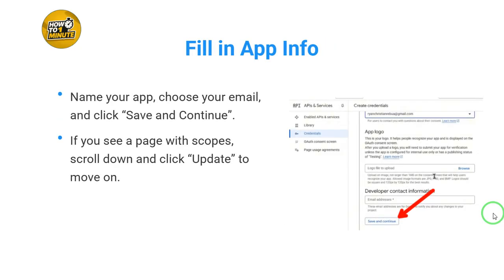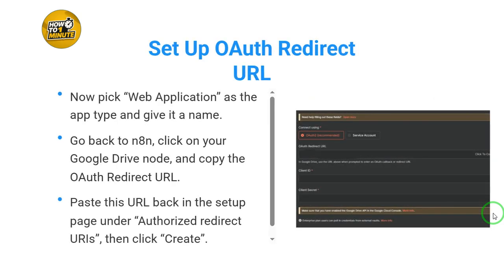Name your app, choose your email, and click Save and Continue. If you see a page with scopes, scroll down and click Update to move on. Now, pick Web Application as the app type and give it a name.